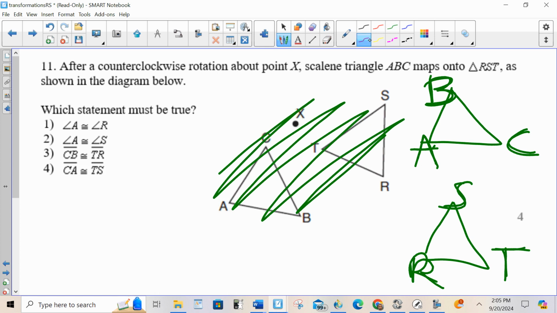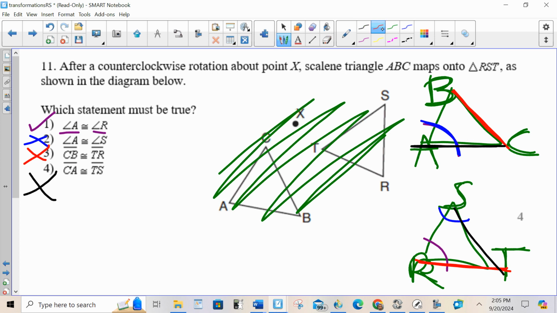I'm going to go through each choice and I'm going to see what corresponds. A and R. Do A and R correspond? Yes. That one looks good. I'm going to go through the rest of my choices. A and S. Nope. A is the left. S is the top. So that one's out. CB and TR. No. CB is the right. TR is the bottom. CA and TS, bottom, right, nope.